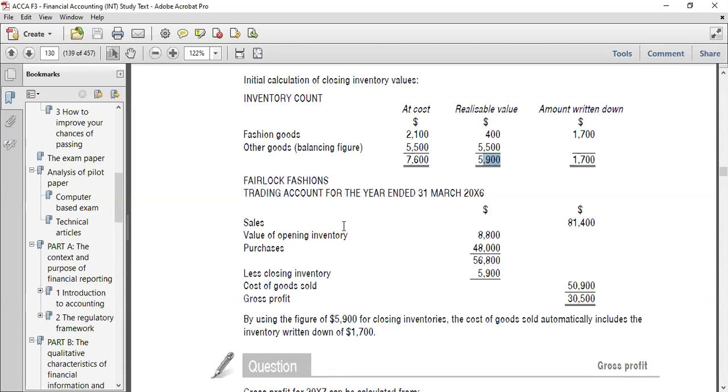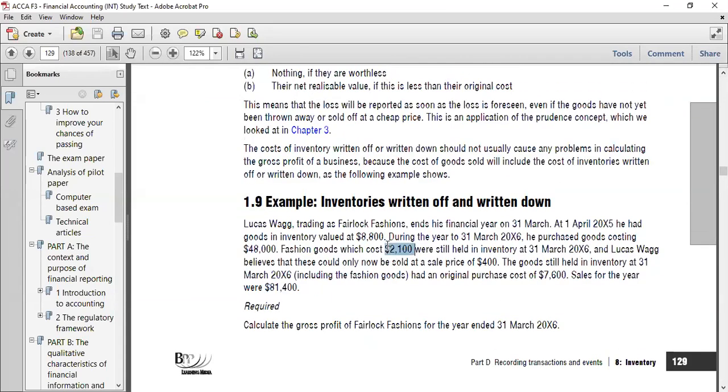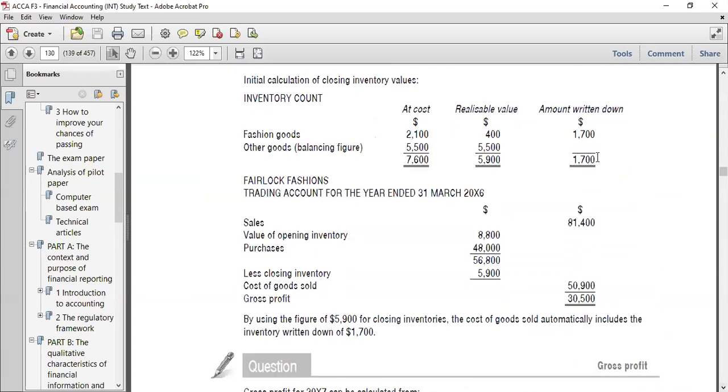So when you come to your calculation here, you're going to see that what we are going to use as our closing inventory is actually 5,900. And you can use another way to demonstrate this. But the whole idea is that the difference between this 2,100 and the 400 needs to be written off. So the difference, which I think is 1,700, needs to be written off. It doesn't need to be part of our inventory cost. So that is why it has been put here as a written down value.